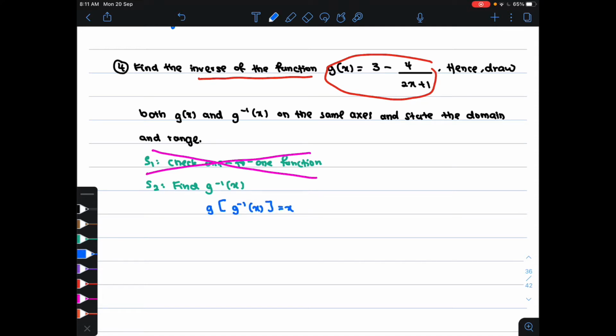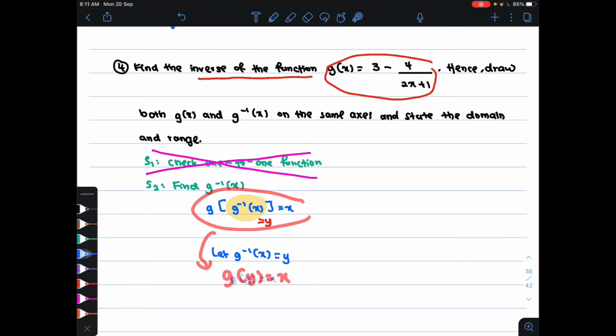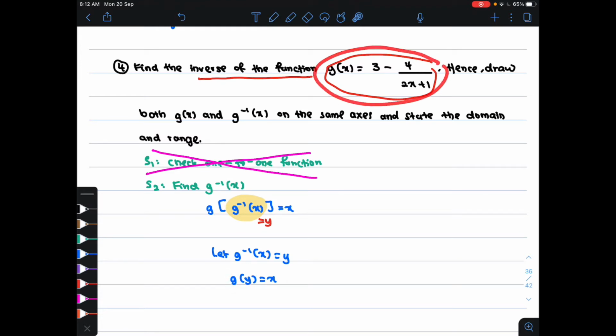So we need to use the property G inverse of X is equal to Y, and we need to let G inverse of X become Y. So now this equation will become Gy equal to X. So what is Gy? If you look at Gx, if this is X, this is also X. Therefore, substitute Y into X.